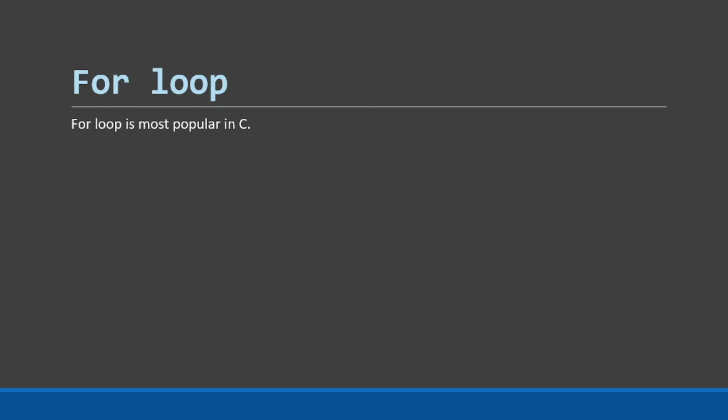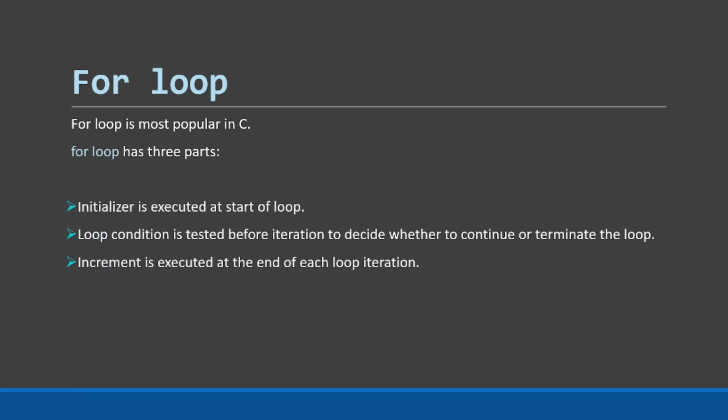For loop is the most popular loop in C. For loop has three parts. First is initialization, second is loop condition, and third is increment or decrement. Initialization will execute the first time at the start of the loop, and the loop condition is tested before entry in the loop, so it can decide whether the loop continues or terminates. Increment is executed at the end of each loop.